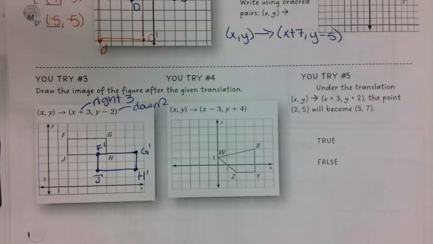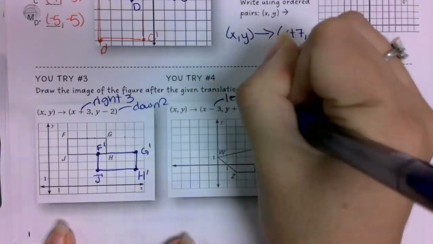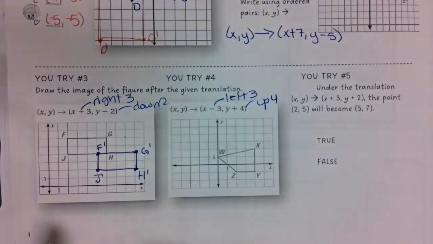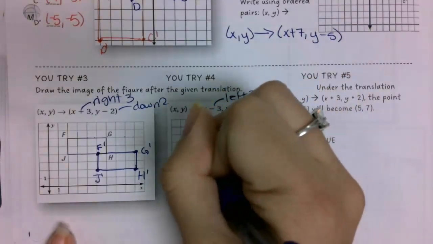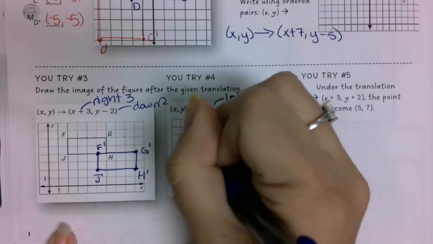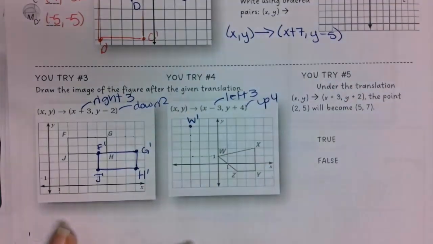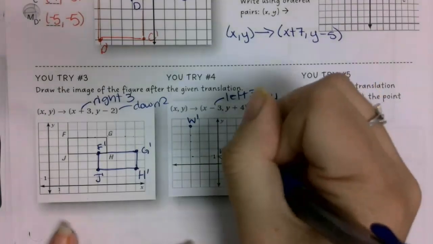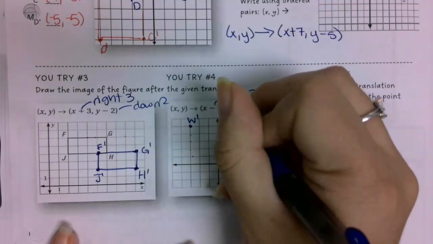Okay, the next one, I am going to go left 3, up 4. So each of those points, I'm going to go to the left 3: 1, 2, 3, and then up 4: 1, 2, 3, 4. And then I write each of my points with the apostrophe.